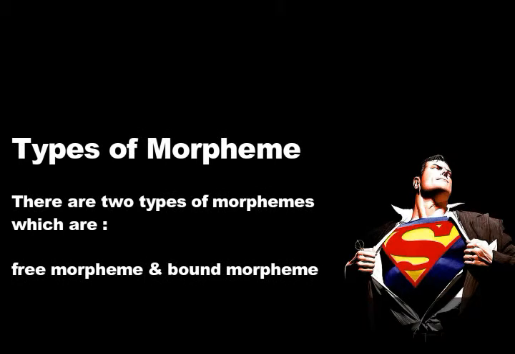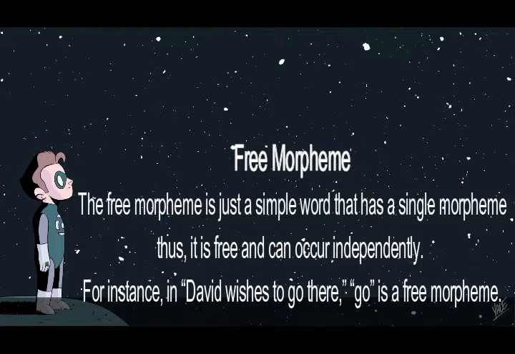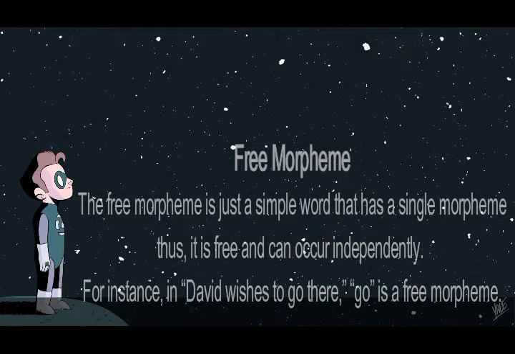Types of morphemes. There are two types of morphemes, which are free morphemes and bound morphemes. A free morpheme is just a single word that has a single morpheme. Thus, it is free and can occur independently. For instance, in "David wishes to go there," go is a free morpheme.